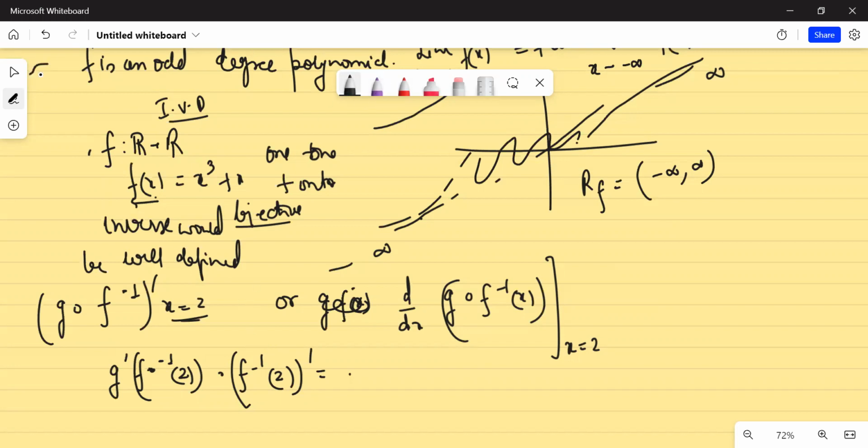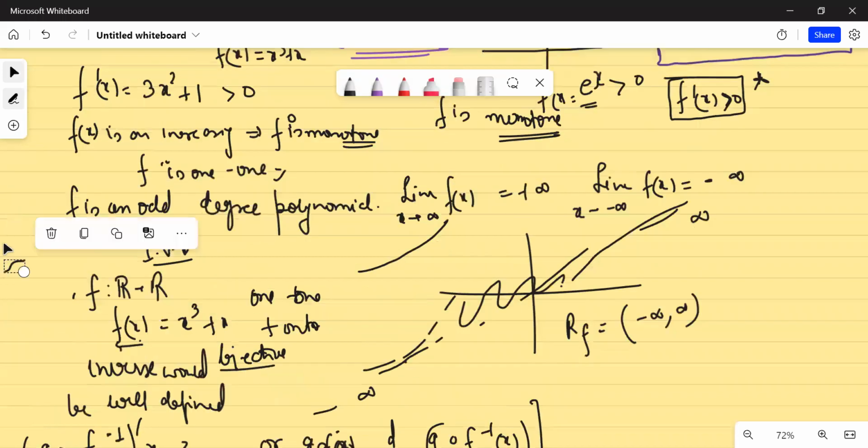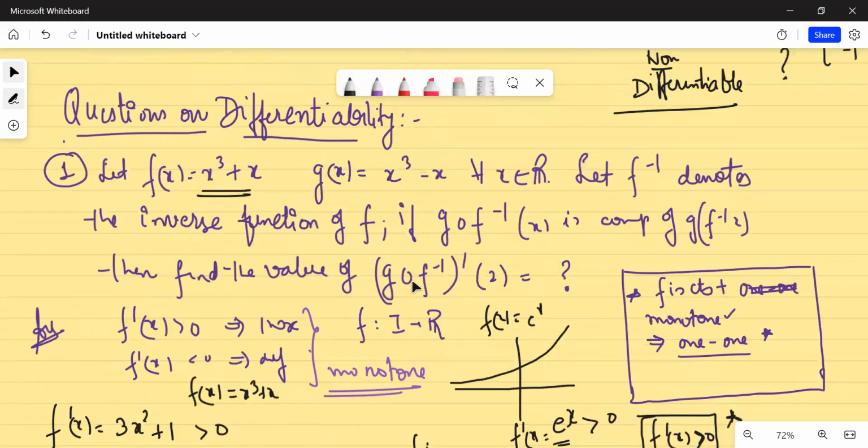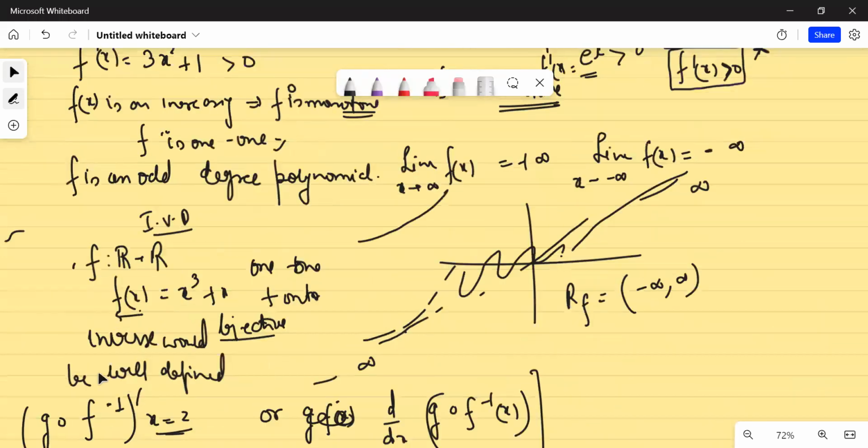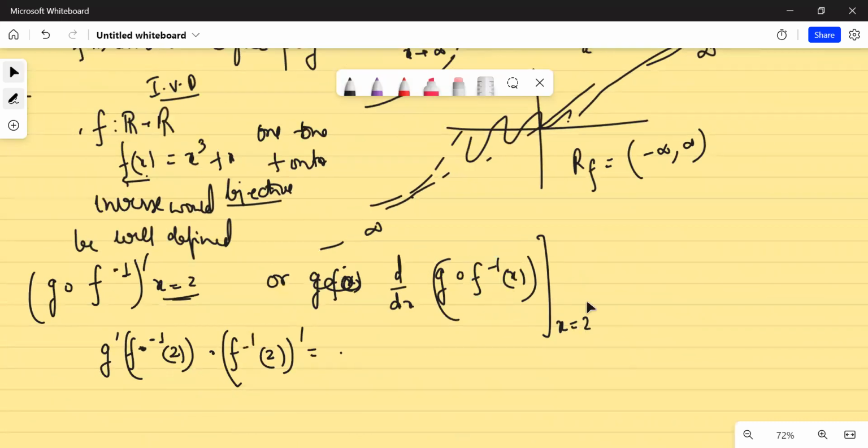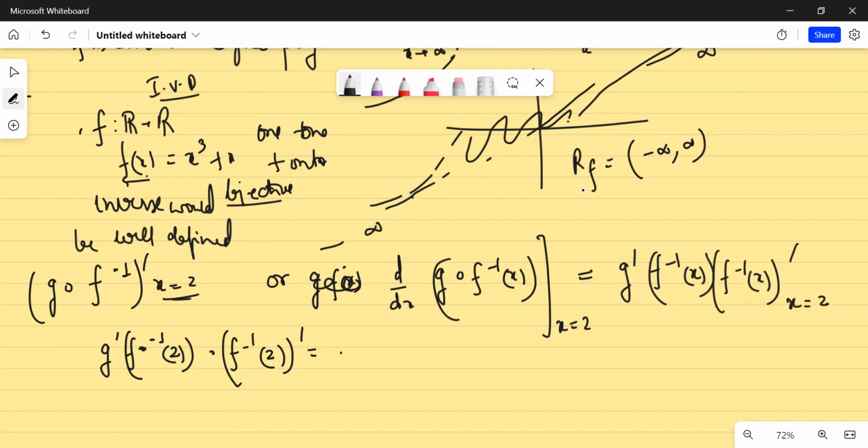Look, what is he asking? He is asking this only. Look, the question went up above, it's gone. This was the question, I think: the derivative of g of f inverse at x equal to 2, right? So this is what I am writing, that the derivative of g of f inverse at x equal to 2 will be equal to g dash of f inverse x into the derivative of f inverse x at x equal to 2, isn't it? This much is done, yes or no?